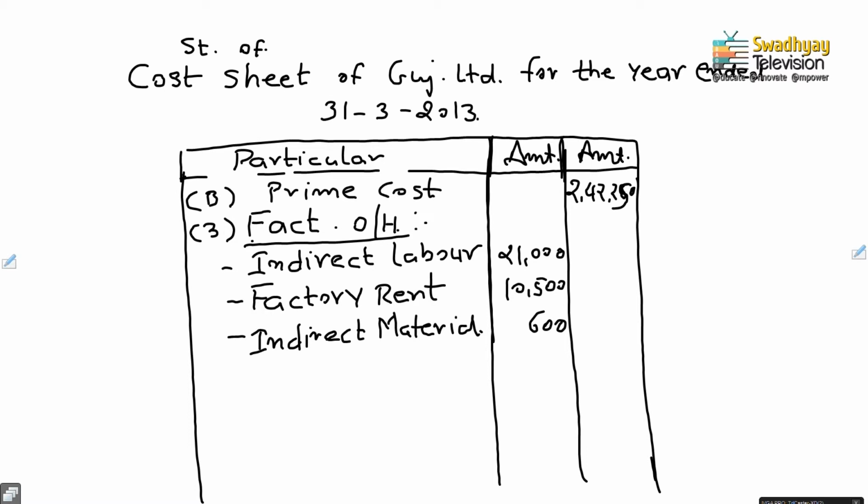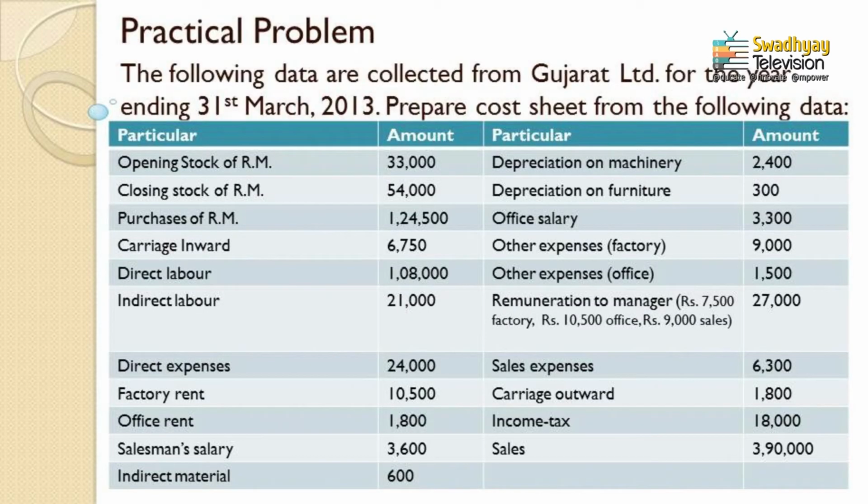The next item, we have depreciation on machinery. As I already mentioned, the machinery is generally used in the factory. So the depreciation on machinery is considered a factory expense and would be recorded under the factory overheads. The amount of depreciation on machinery is 2,400. Next item is other expenses in brackets factory, which is clearly given, that is 9,000 rupees.